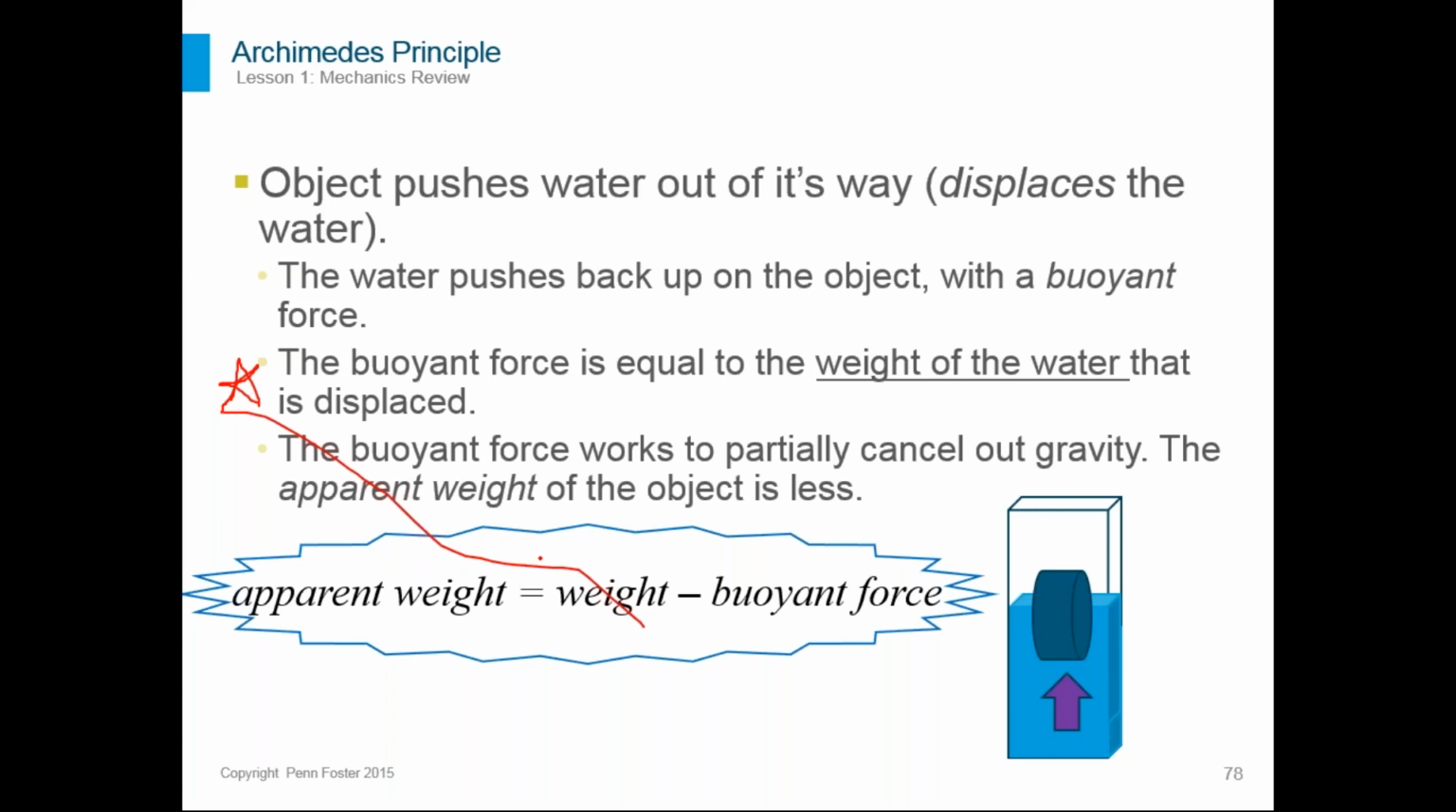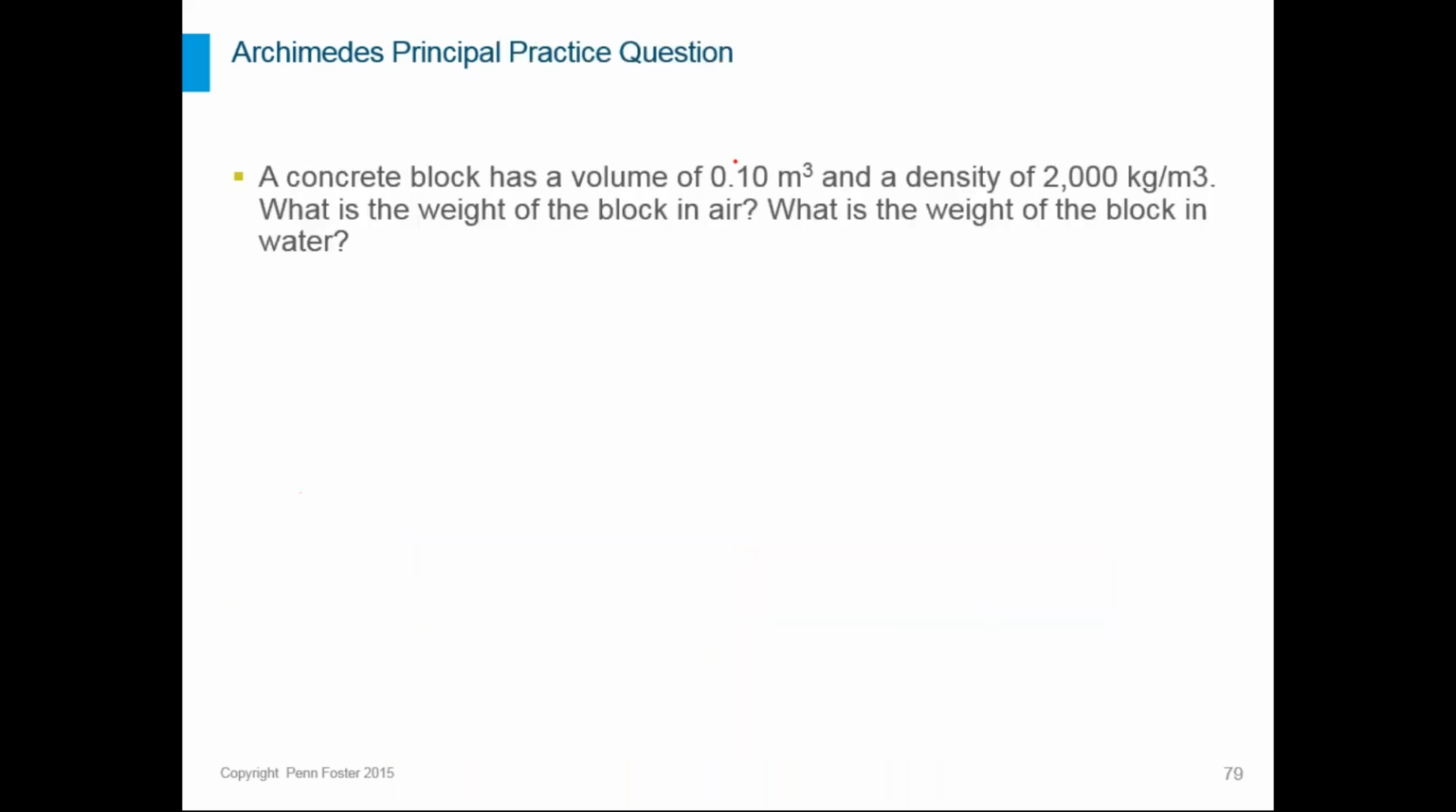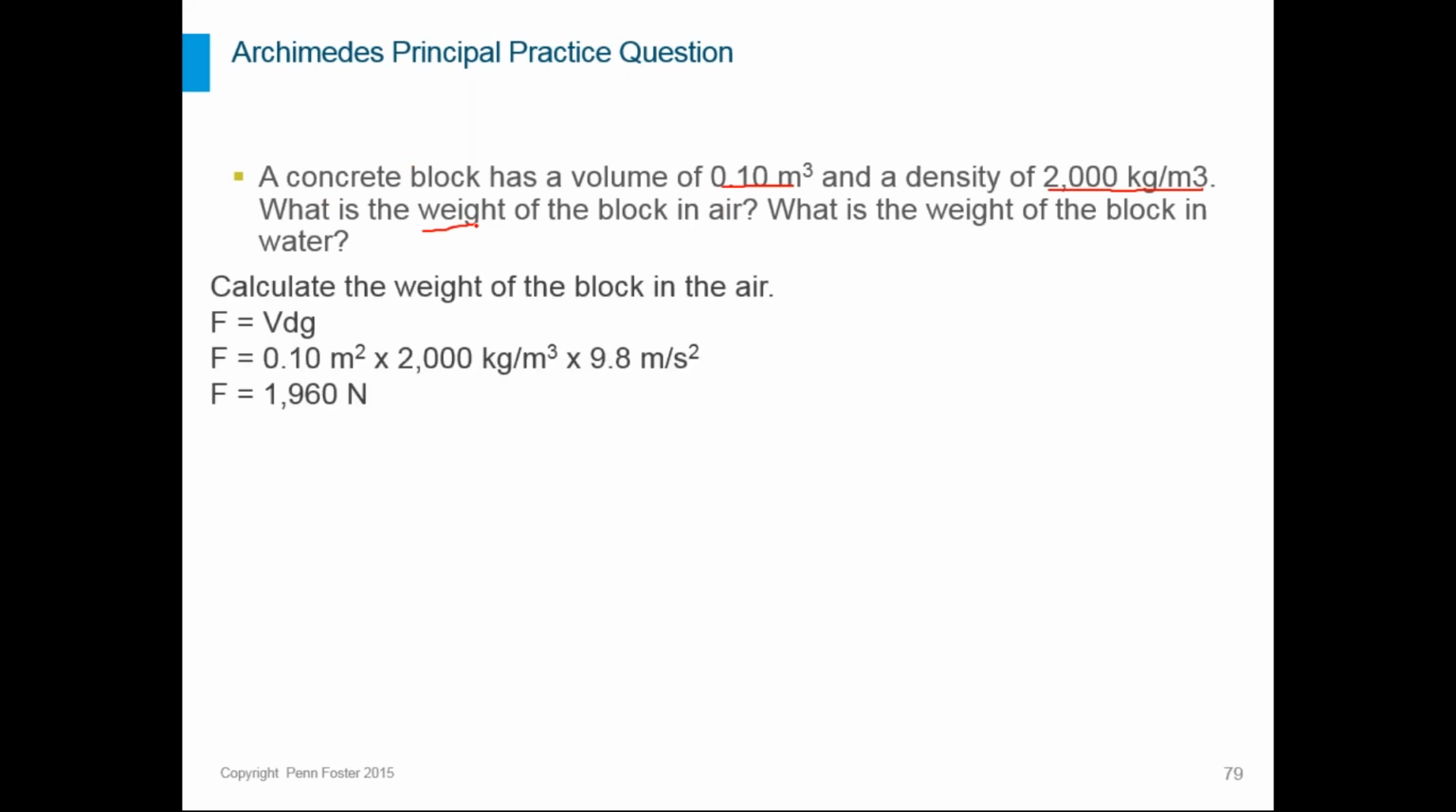The weight in air is just the normal weight, and the apparent weight is the weight of the object in the water. So let's look at an actual practice problem using this formula. A concrete block has a volume of 0.10 meter cubed and a density of 2,000 kilograms per meter cubed. What is the weight of the block in air and what is the weight of the block in water? Again, the weight of the block in air is just normal. How much does this block weigh? We calculate that with the formula we just got: volume times density times gravity.